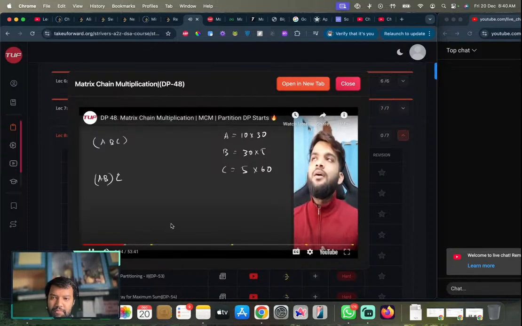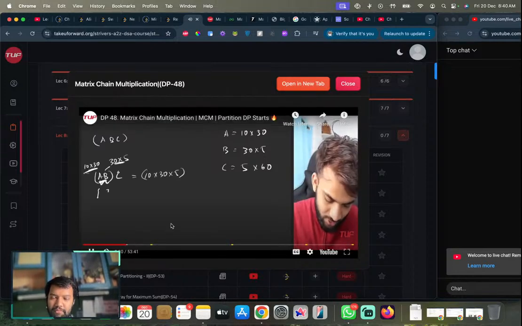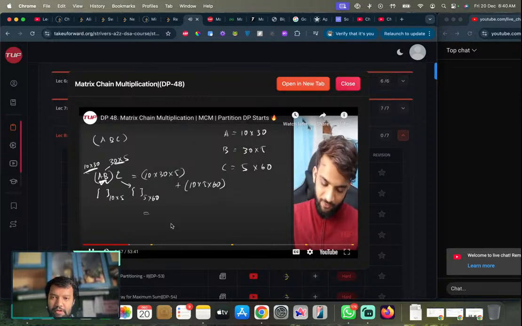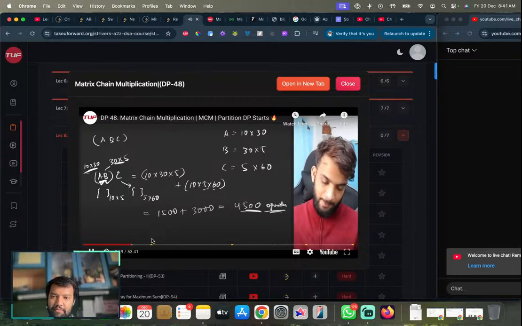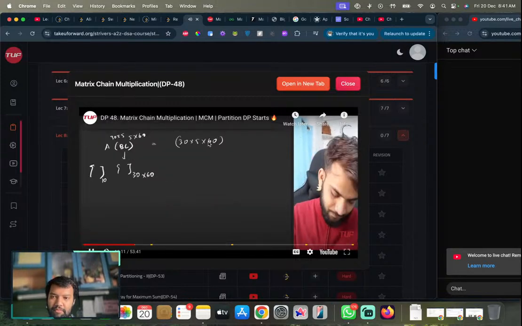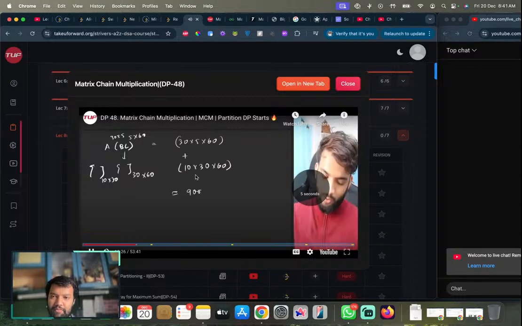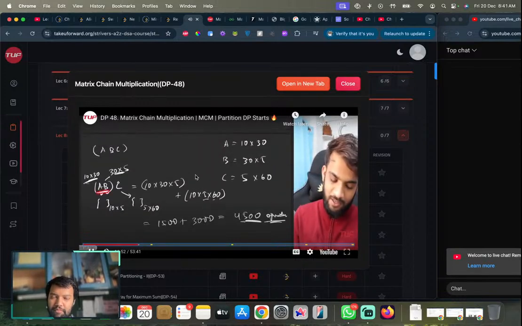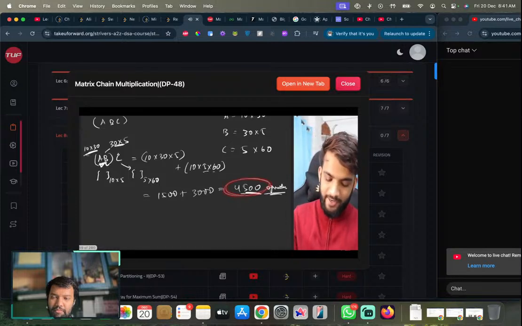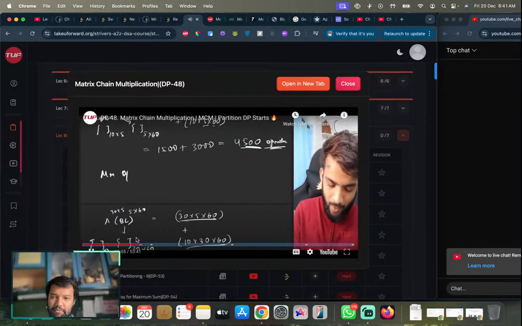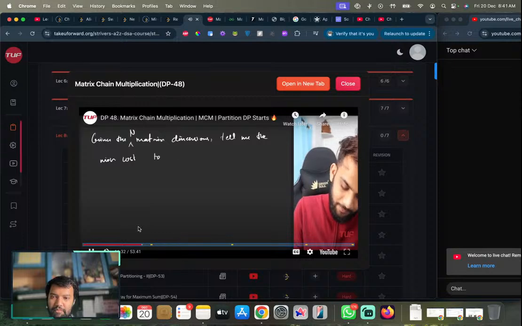Obviously, multiply AB first, and then the resultant with C. If I sum it up, this will be 1500 plus 3000, which is 4500 operations. So that's one of the ways. Or maybe the other way, I can multiply B and C first, which takes a different number of operations. Is there any other way? Obviously not. So what I want to figure out is the minimal number of operations required to multiply.